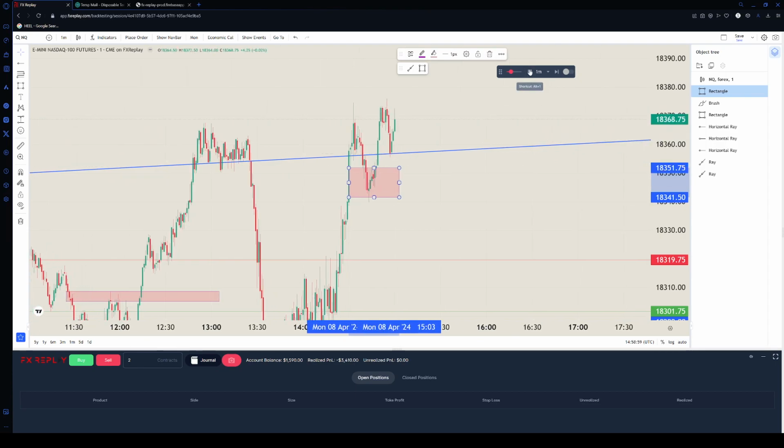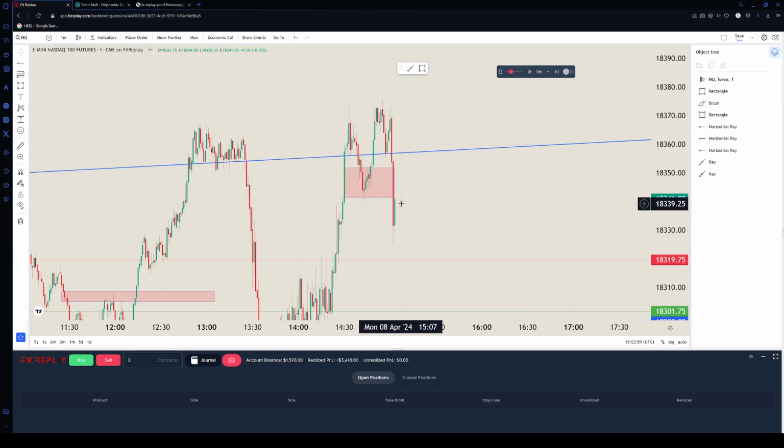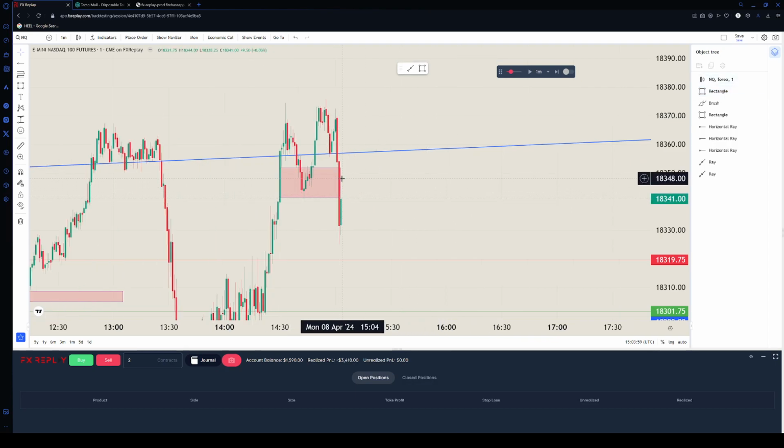It just kind of ran through. Okay. Then came back down. But now we have a model. Now we have a 2022 model. We have a stop rate. We have a shift. So I would go short in the fair value gap retracement.